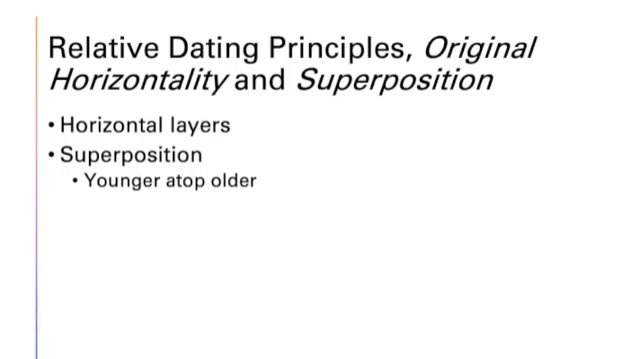Relative dating principles: original horizontality and superposition. Sedimentary and extrusive igneous rocks form in more or less horizontal layers. Superposition describes that as a sequence of rock layers form, younger layers are always deposited atop older layers.